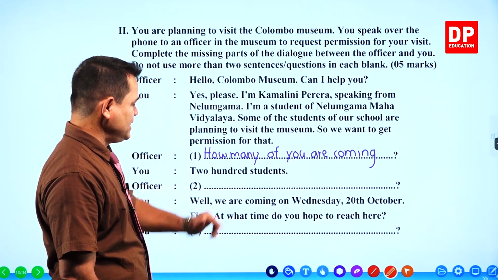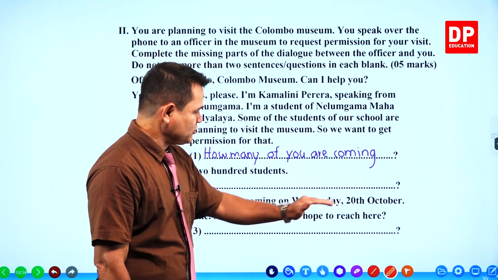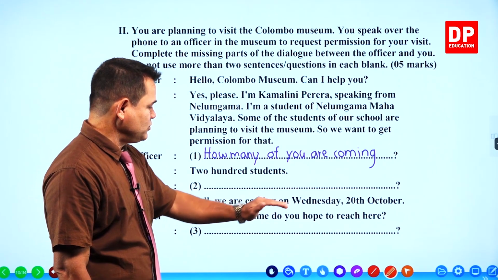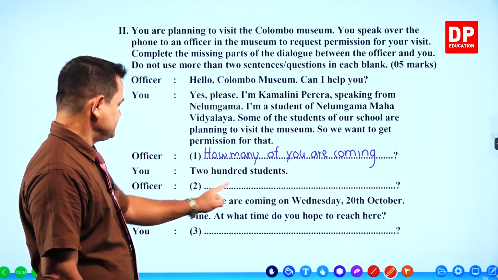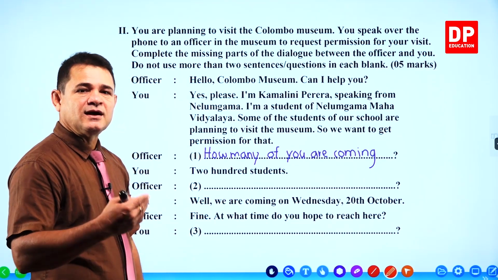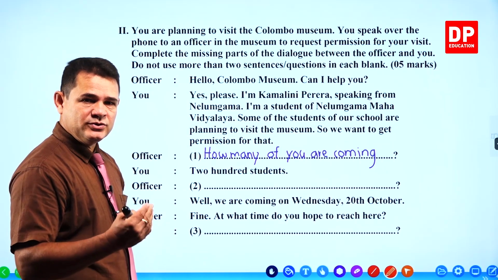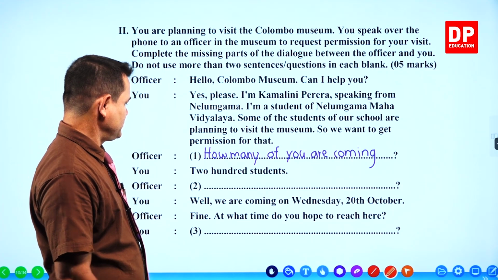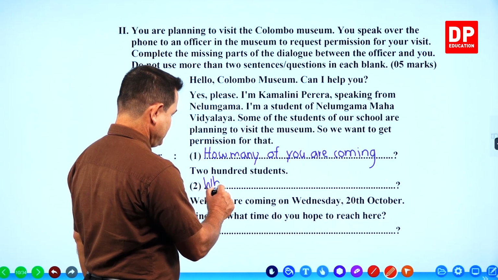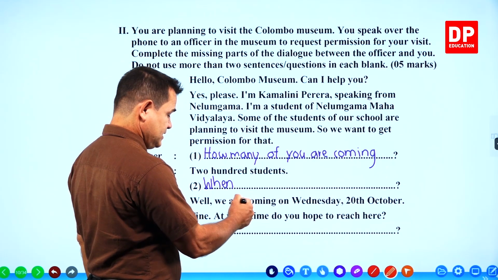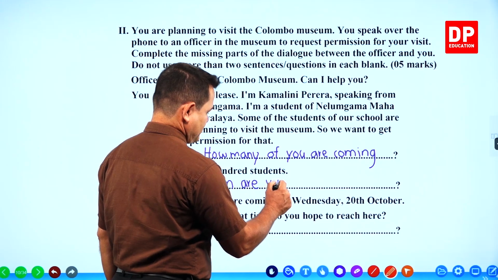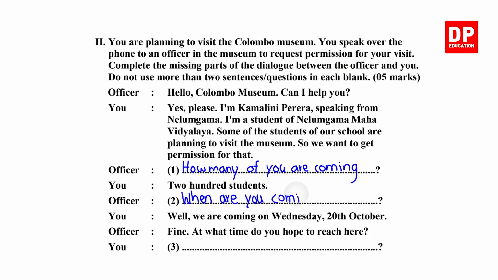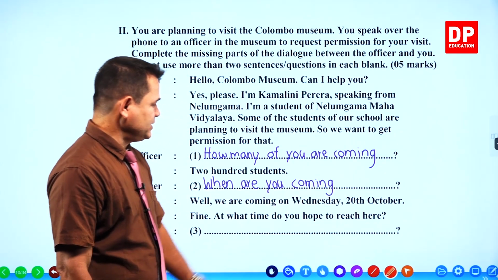So what would be asked here? When are you coming? Then she says, well, we are coming on Wednesday, 20th October. Fine. At what time do you hope to reach? Now let's see. 200 students. Well, we are coming on Wednesday. When are you coming or when do you come? You can ask like that, right? When, in this pattern you can ask, when are you coming or when are you planning to come? When are you coming? We are coming on Wednesday, 20th October.